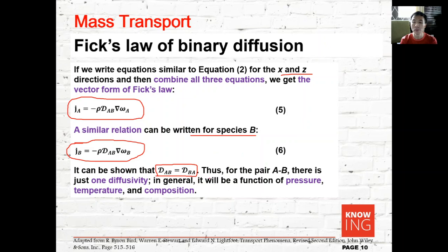And this D_AB or D_BA is a function of pressure, temperature, and composition. I will upload another video that derives why the diffusivity of AB is equal to the diffusivity of BA, because this is quite an important concept.